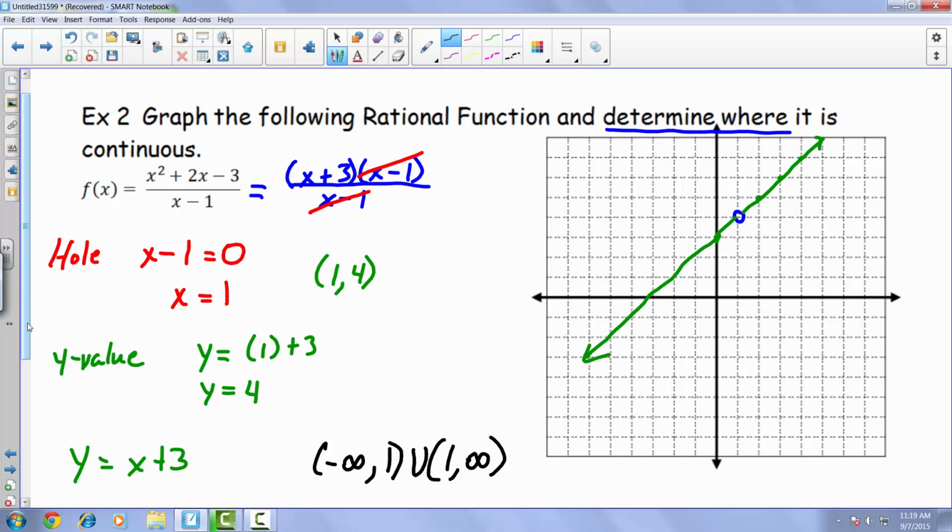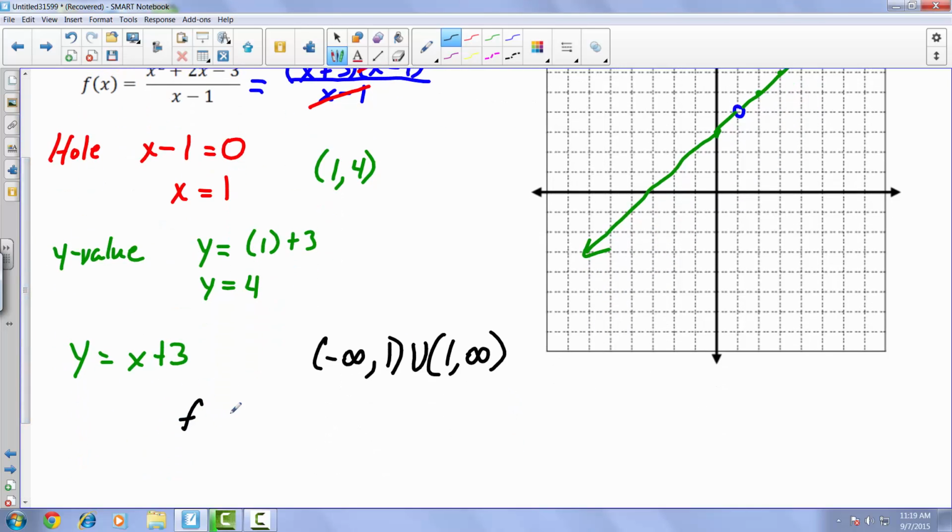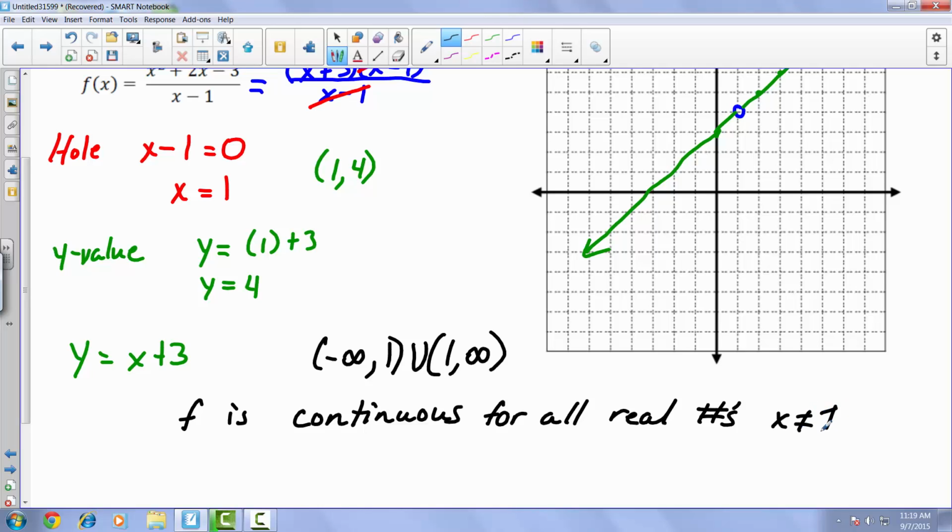And so pretty much f is continuous by saying this statement: f is continuous for all real numbers except for x is not equal to 1.